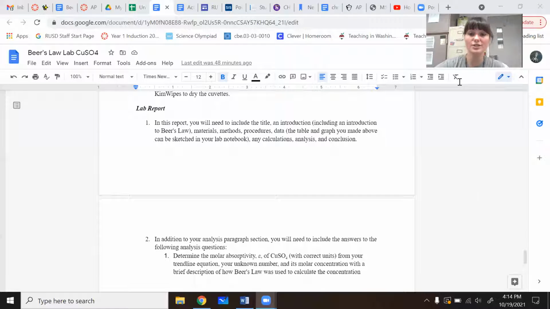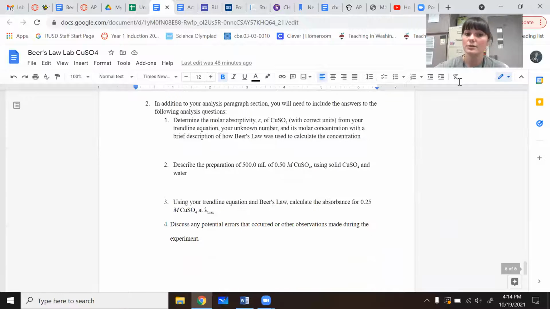So now, moving on to what the lab sheet asks you to do in the lab report section. The first thing on that list is that in this report, you'll need to include a title, an introduction, materials, methods, procedures, data table, any calculations, analysis, and conclusion. So all of the normal stuff that you always put in your lab notebook. That graph, I do not need you to replicate exactly. I would like you to sketch it and make that sketch kind of pretty, but you don't need to break out a ruler and make sure it's super perfect. Just a sketch will do fine.